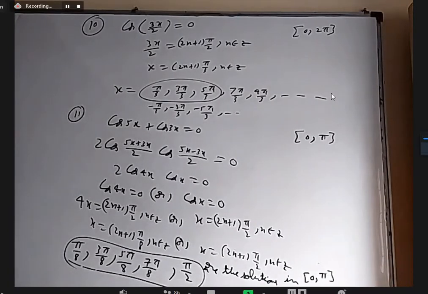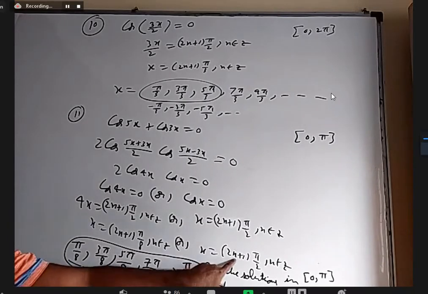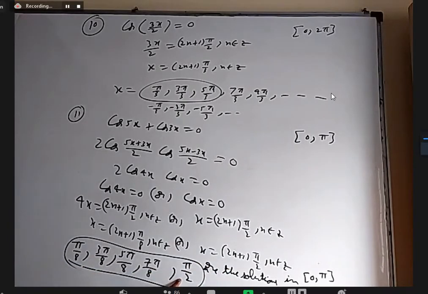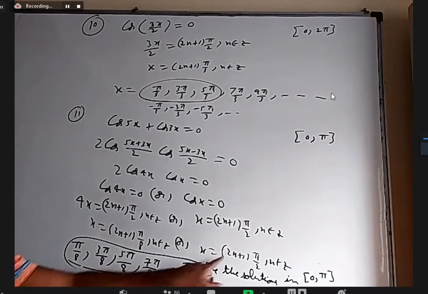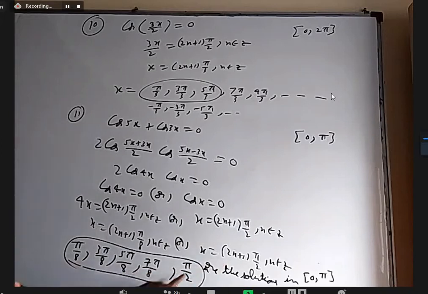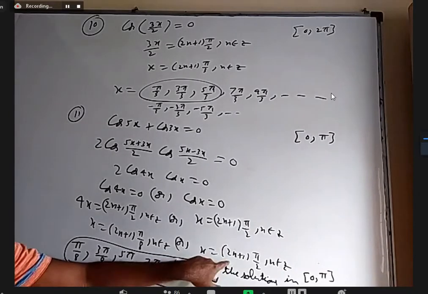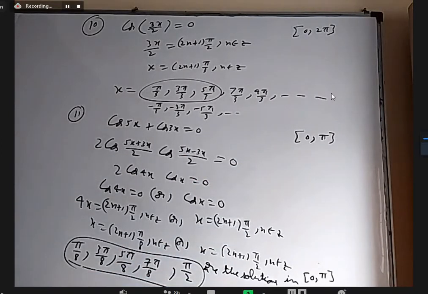Sir, why didn't we use the second formula? Which second formula are you talking about? This one. Yes, that one only. I kept n equal to 0 and I got pi by 2. When I kept n equal to 1, it is 3 pi by 2, which is beyond pi. Yes, sir. Understood.